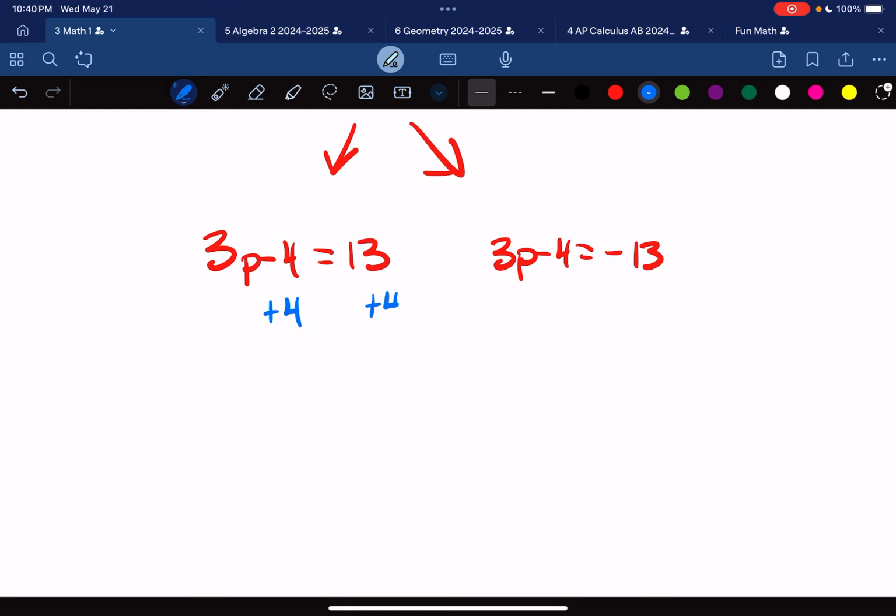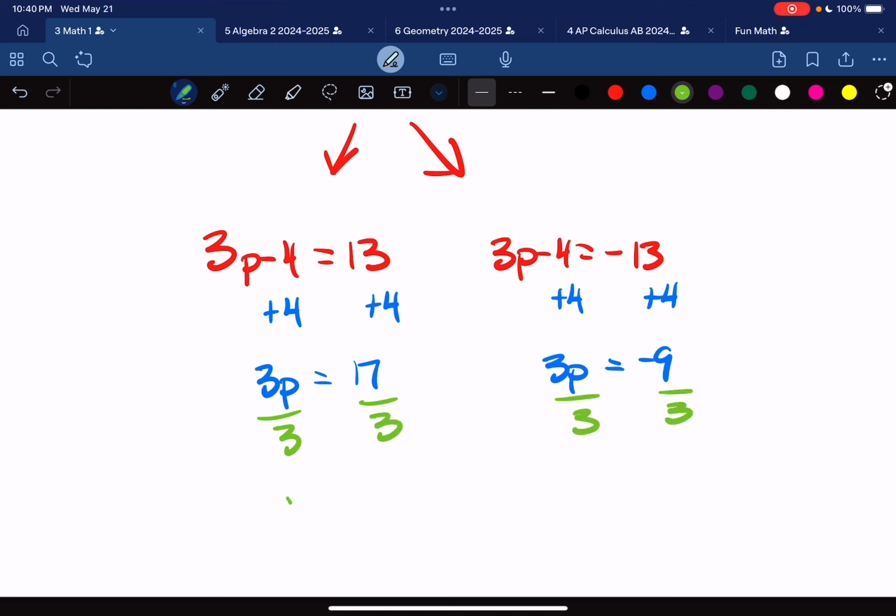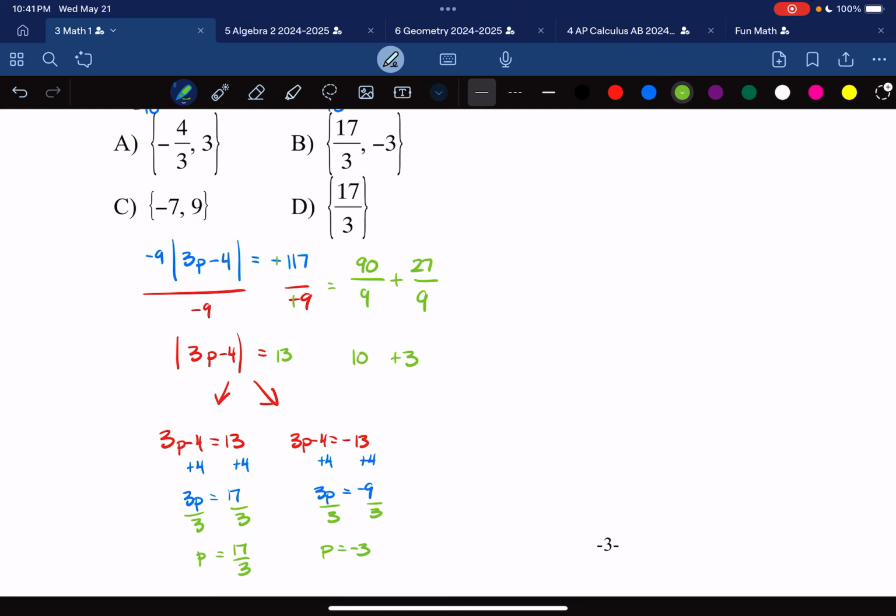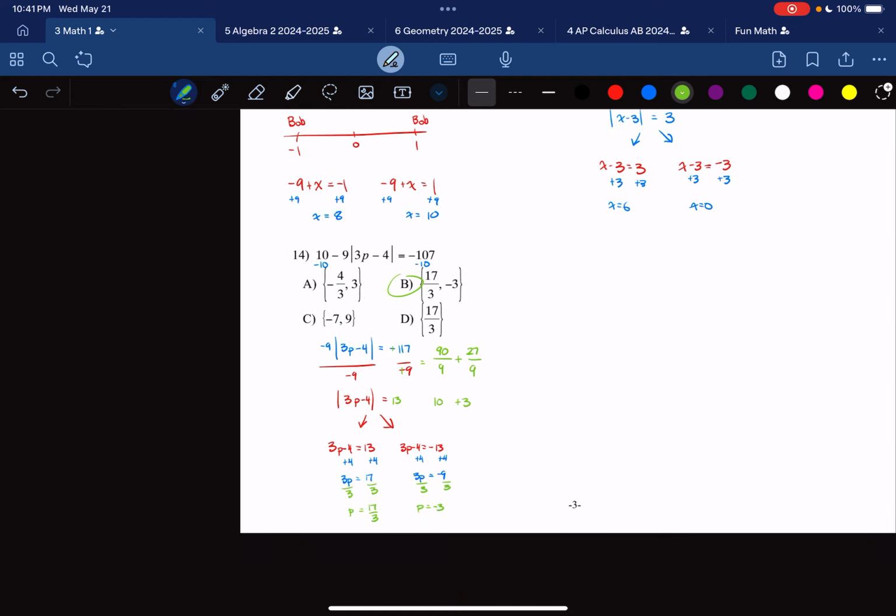Add 4 to both sides as your first step. When you do that, you're left with 3p is equal to 17, or 3p is equal to a negative 9. Then again, solve them by dividing both sides by 3. When I divide both sides by 3, I'm left with p is equal to 17 thirds, which is an irreducible fraction. Since these two numbers are co-prime, you can't divide them by anything. And this is going to be p is equal to a negative 3. We're looking for a negative 3 and a 17 thirds. A negative 3 and a 17 thirds means we're dealing with option B.